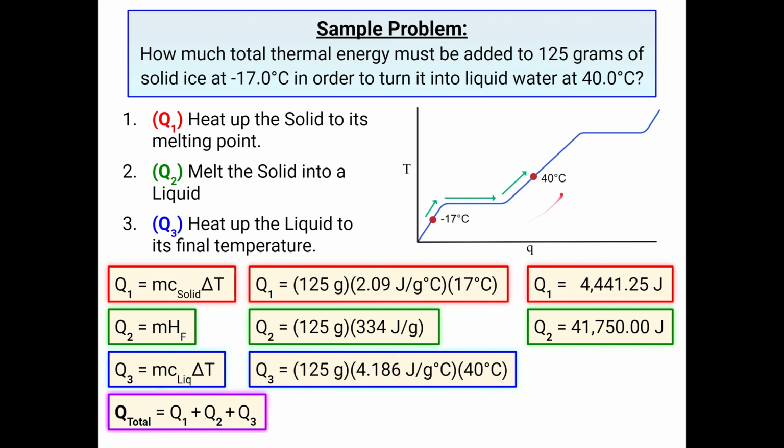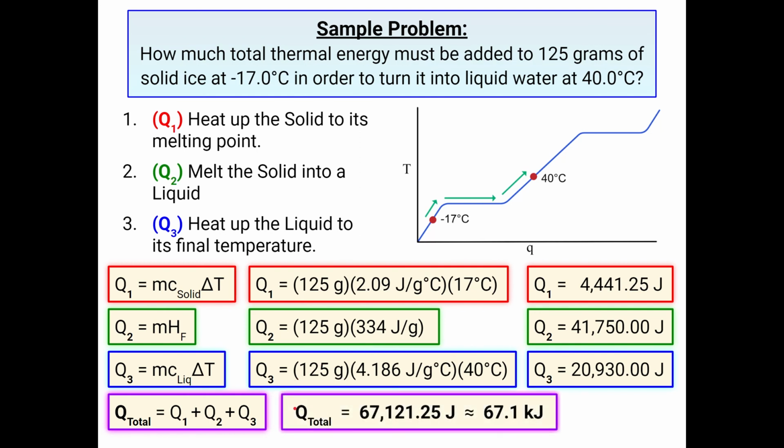Finally, the delta T. Well, this is the third part of the graph where it's going from 0 degrees to 40 degrees. So obviously that's an increase of 40, so that's our delta T in this case. That's the increase in temperature. Putting these numbers in our calculator, we get this answer, 20,930 joules. So let's finally put all those answers together, and we get a total of 67,121.25 joules. And you could also answer in kilojoules if you want to, in which case it would be about 67.1 kilojoules, because again, kilo means 1,000. So that would be your final answer.